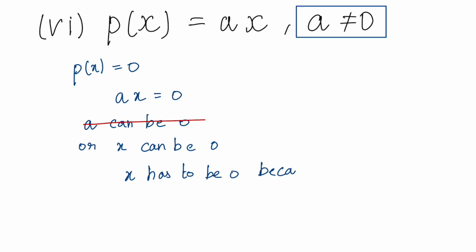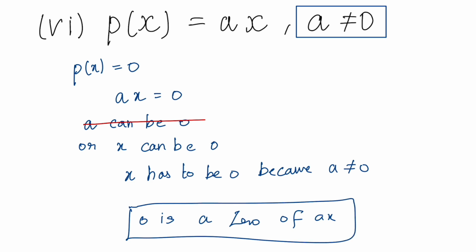Because a is not equal to 0. Okay, a is a constant. And they are saying it is not equal to 0, so x has to be 0 for ax to be equal to 0. So 0 is a, again, why am I making the same mistake? 0 is a 0 of ax.